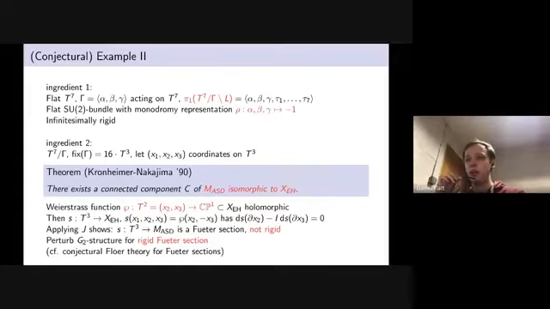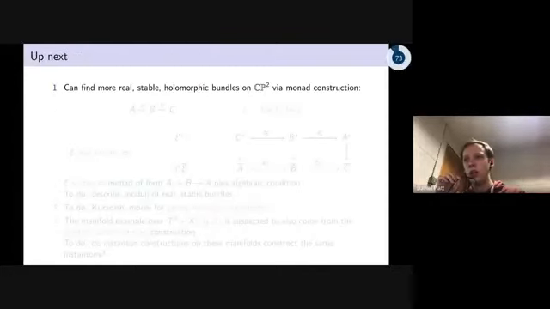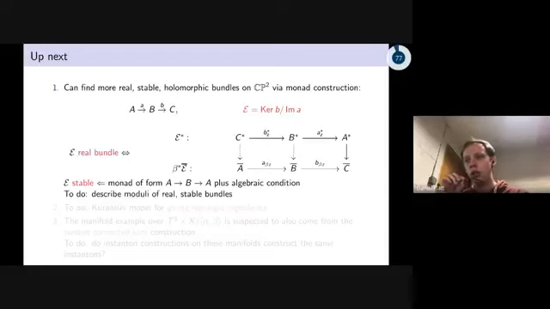Okay, so that was the half example. Then one last thing I want to do. So what's up next? Well, I don't want to bother you with a lot of details, but I will go through it quickly. First, it's not so hard to find more real stable holomorphic bundles on CP2 using the monad construction.